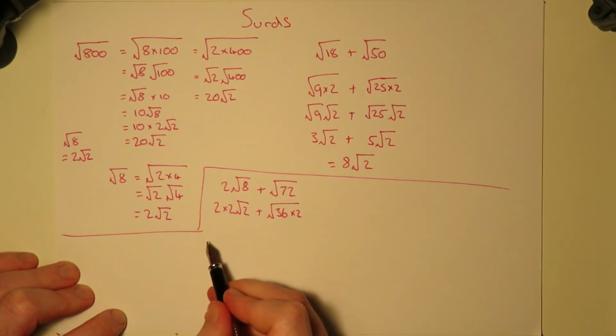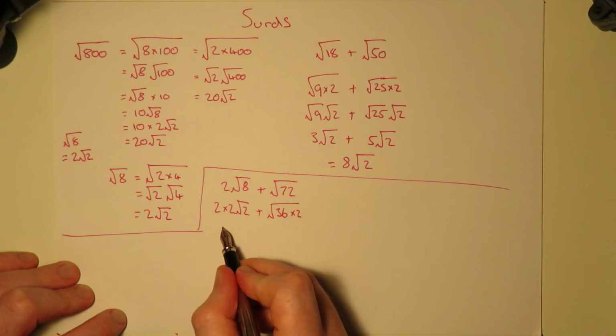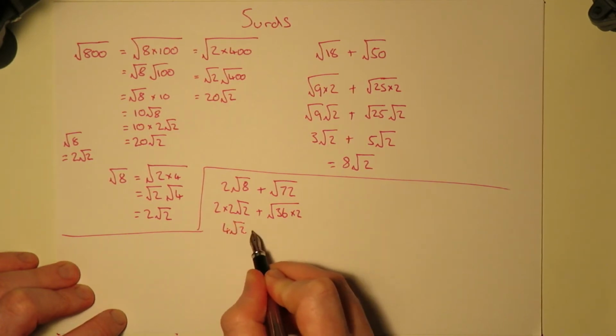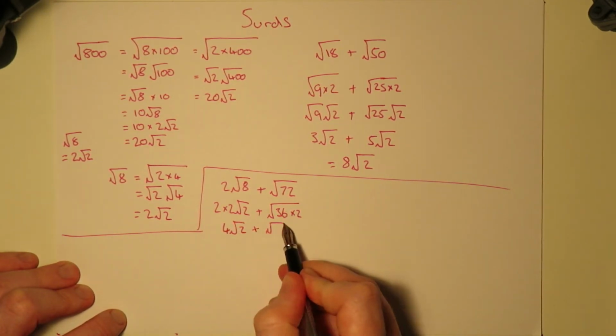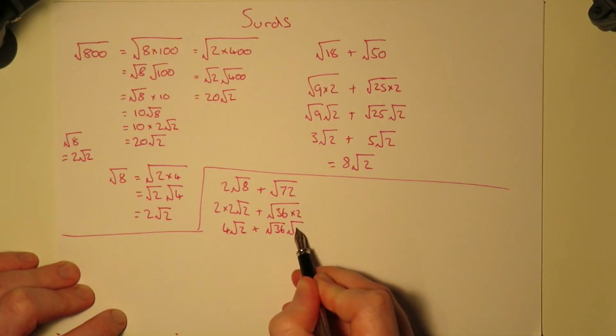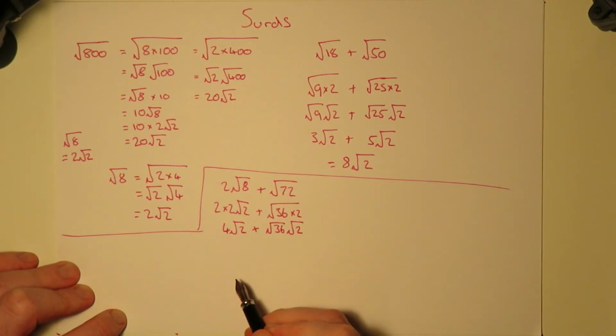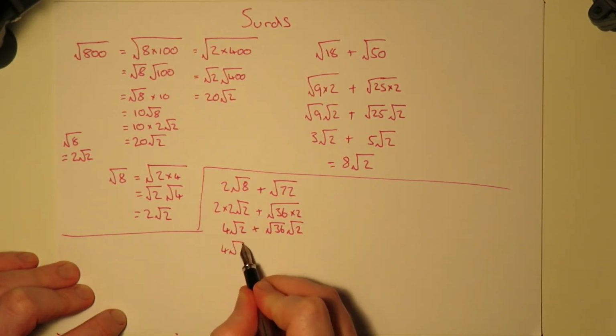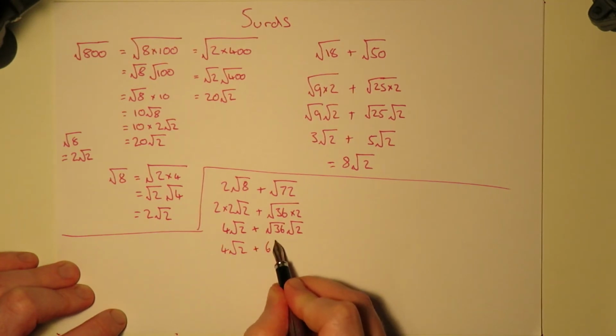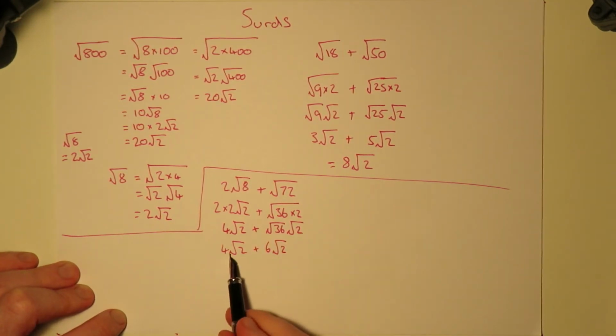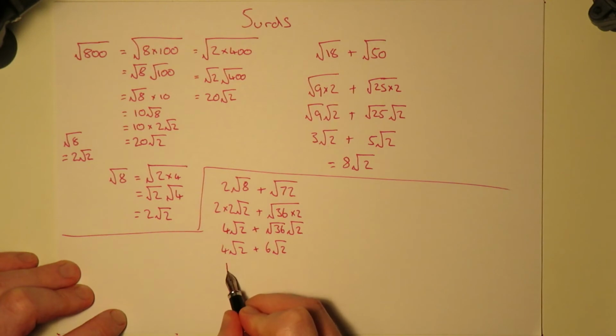So let's simplify all of this here. 2 times 2 gives you 4, so that there is 4 root 2. This will be root 36 root 2, and then that will cancel down to 6. So that's 4 root 2 plus 6 root 2. And here, 4 lots of root 2 plus 6 lots of root 2 is 10 lots of root 2.